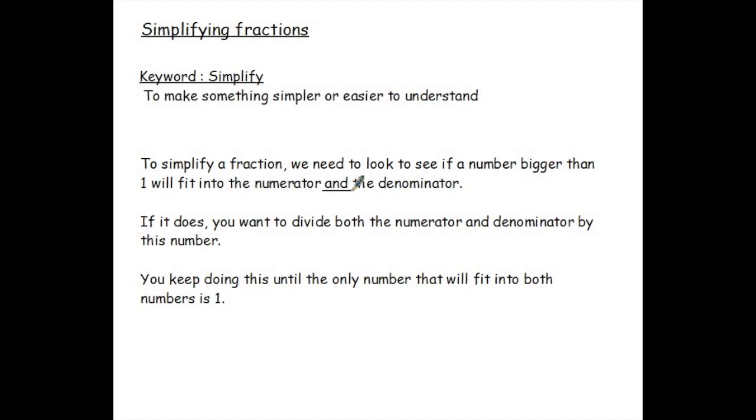If it does, you want to divide. This is going to make these numbers smaller. So whatever number can fit into the numerator and the denominator, we want to divide both of these numbers by the number that will fit into it. You can keep doing this over and over again until the only number that will fit into both of the numbers in the fraction is 1. So it can't go any smaller.